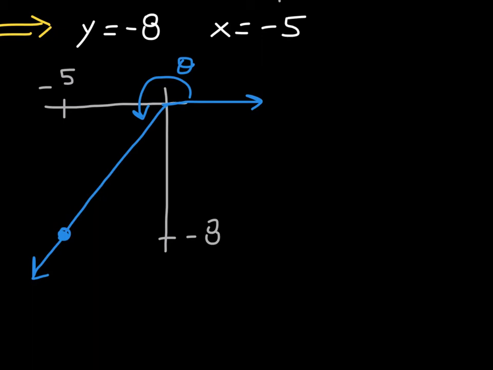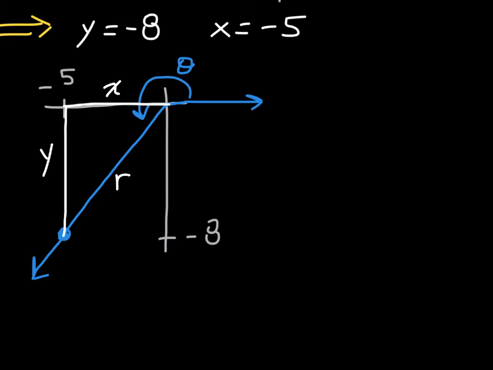I can draw the perpendicular, if you like, to the x-axis. So then we have this triangle here. Okay? And this is your x value, this is your y value, and then this is your r value. Okay? So that's what we have in this problem.